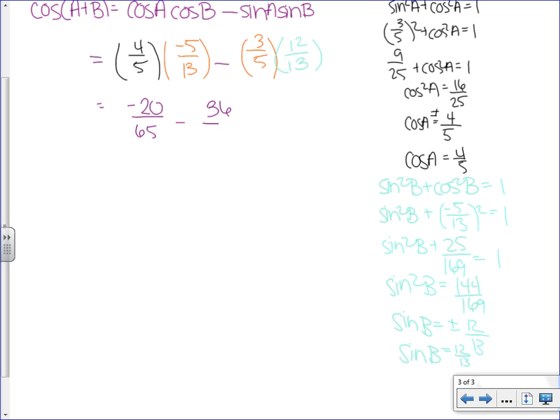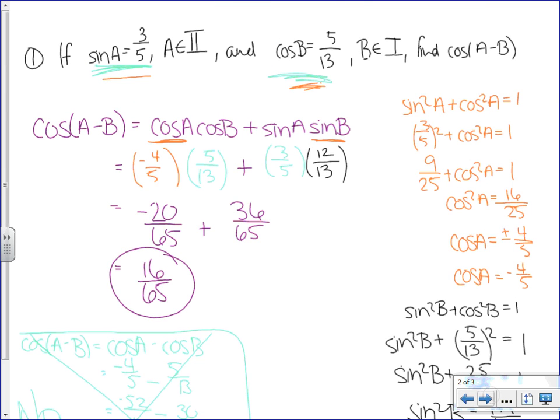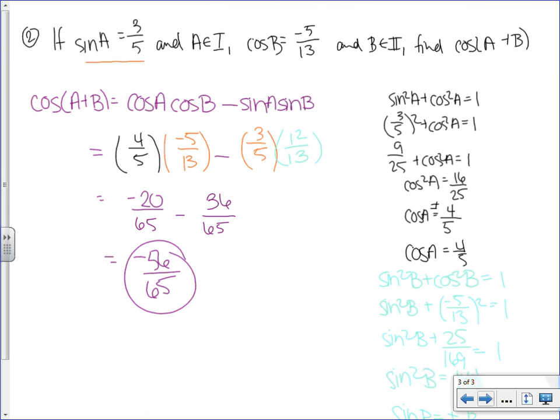minus 36 over 65. So notice not the same thing as last time. And when I simplify this, they already have common denominators. I'm going to get negative 56 over 65. And that is your answer. All right, so not the same thing. But kind of the same gist.